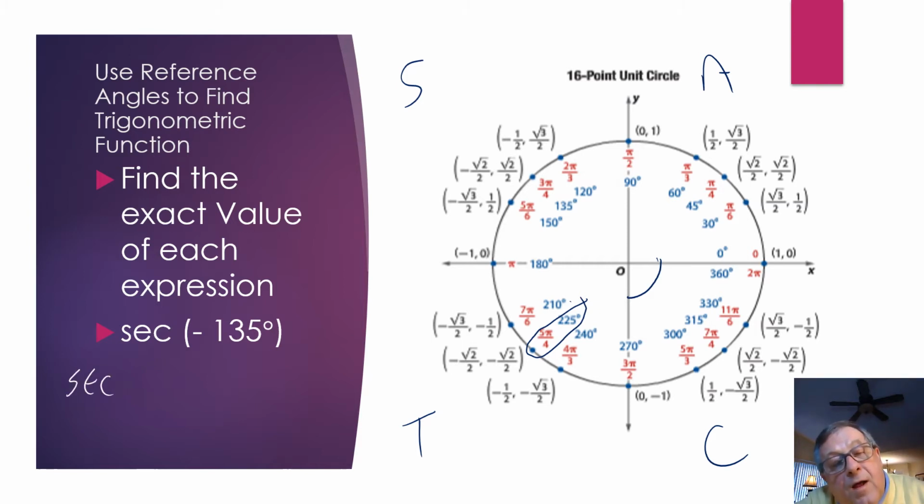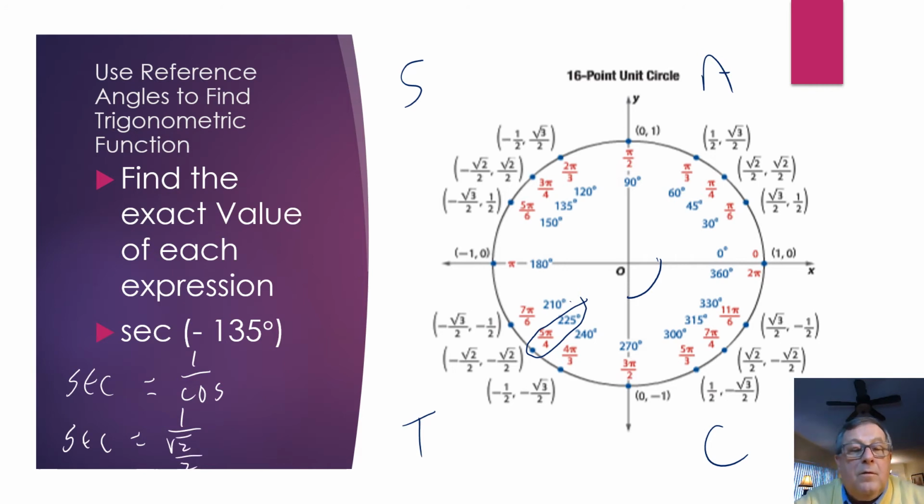So this secant then is, let's say the secant of negative 135, is equal to 1 over the cosine. Well, what's the cosine of pi over 4 reference angle in the third quadrant? Well, the secant is going to be equal to 1 over the square root of 2 over 2. And then to finish that, let's solve it.